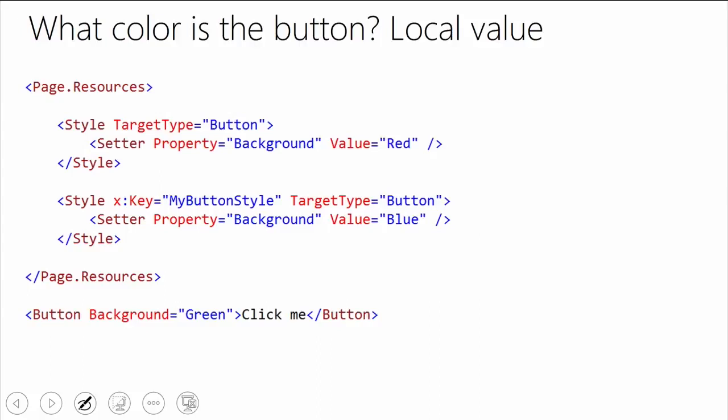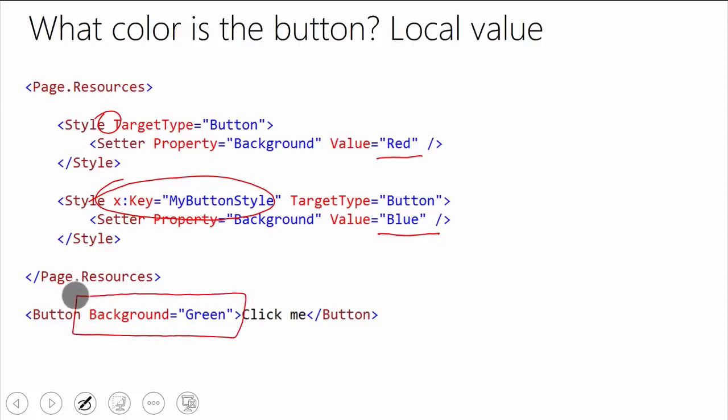Okay, here's another good one. Just like before, we've created an implicit style without a key and an explicit style with a key. That's red, that's blue, and we know that if we don't call out the style explicitly by key, then we get the implicit value. But we are also setting the exact same property, this is the property that we're setting, locally, manually, literally, as green. So now the question is: is it green, is it blue, or is it red?